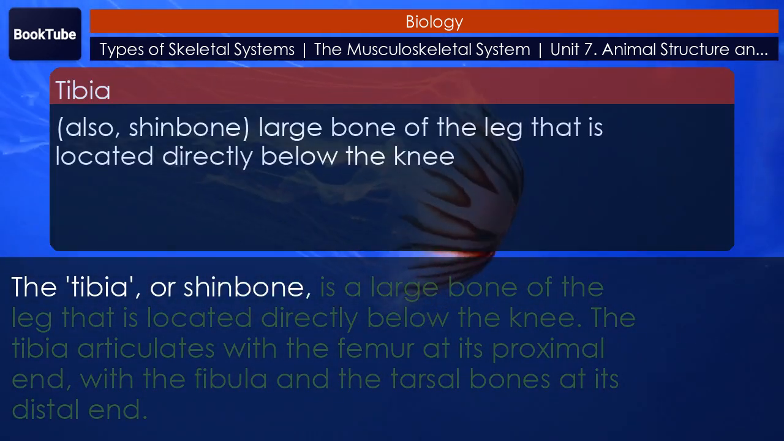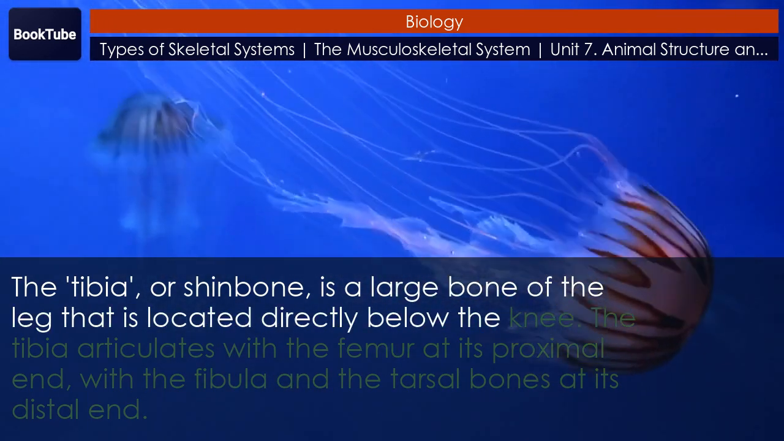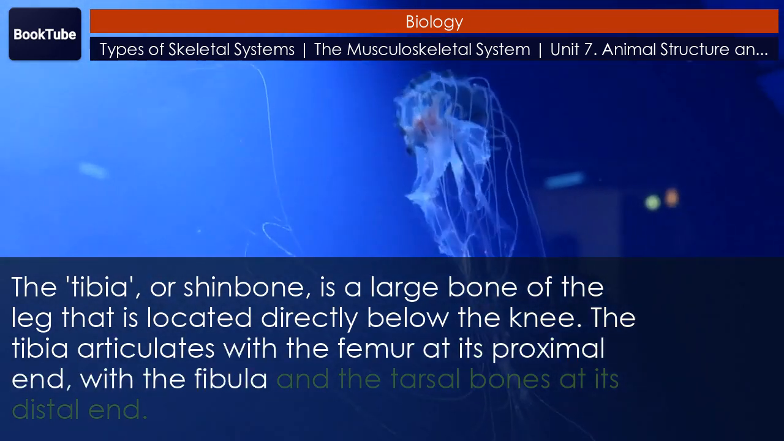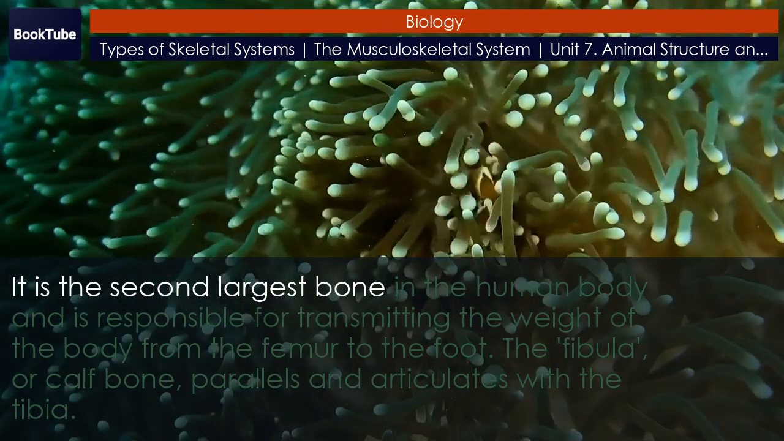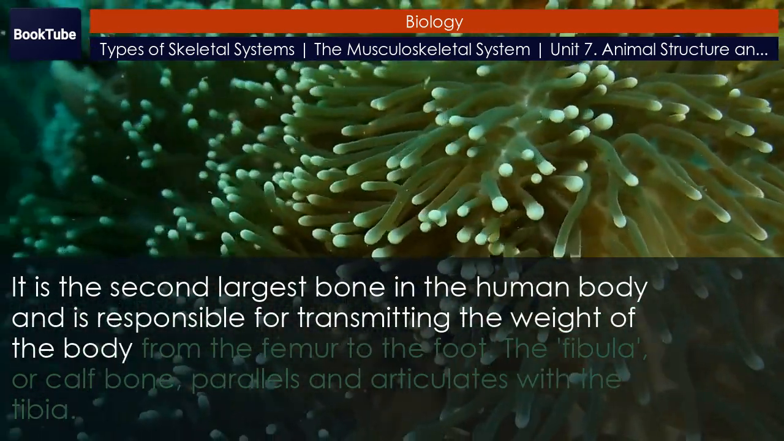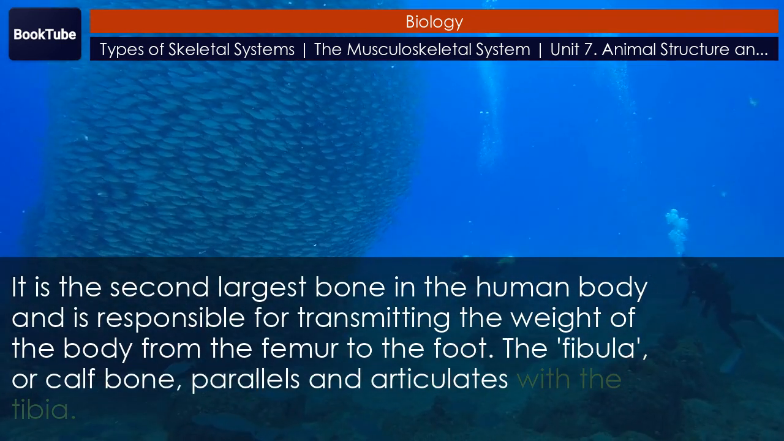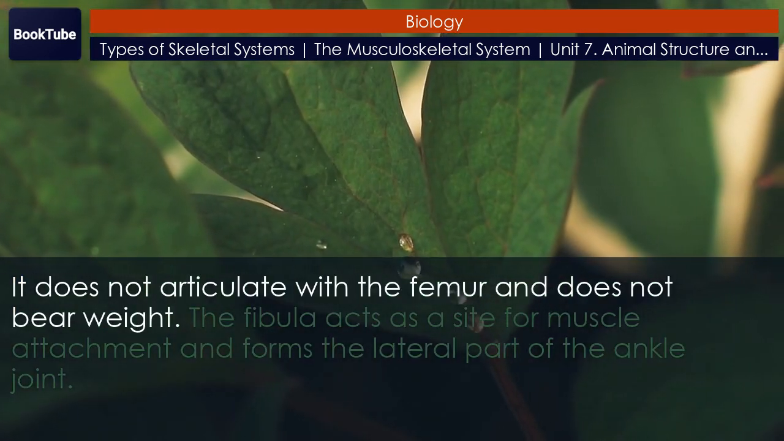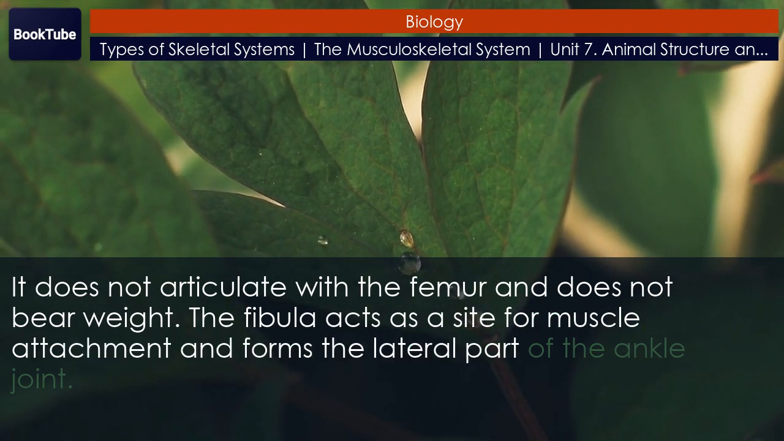The tibia, or shin bone, is a large bone of the leg that is located directly below the knee. The tibia articulates with the femur at its proximal end, with the fibula and the tarsal bones at its distal end. It is the second largest bone in the human body and is responsible for transmitting the weight of the body from the femur to the foot. The fibula, or calf bone, parallels and articulates with the tibia. It does not articulate with the femur and does not bear weight.